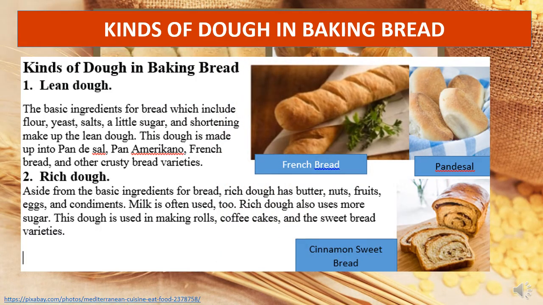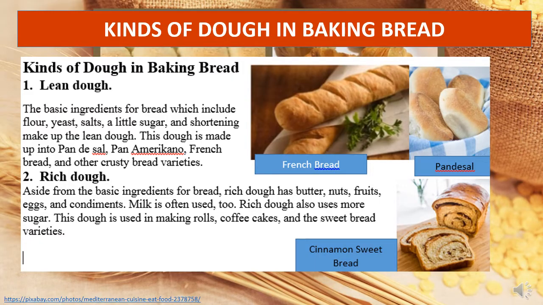Kinds of dough in baking bread. First is the lean dough. The basic ingredients for bread, which include flour, yeast, salt, a little sugar, and shortening, make up the lean dough. This dough is made into the pan de sal, pan americano, French bread, and other crusty bread varieties.